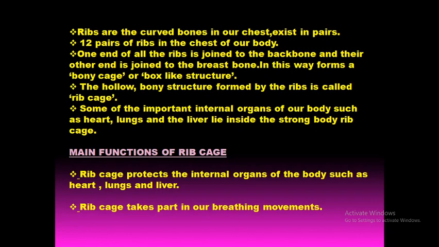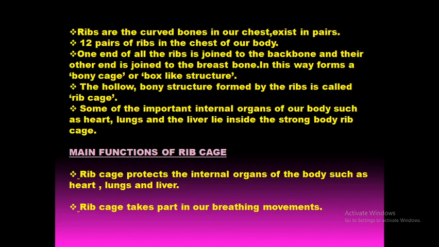One end of all the ribs is joined to the backbone and the other end is joined to the breastbone. So these ribs have two joining parts, that is one end is joined to the backbone and the other end is joined to the breastbone. In this way they form a bony cage or a box-like structure. The hollow bony structure formed by the ribs is called the rib cage. So what is rib cage? It is the bony structure which is formed by the ribs.